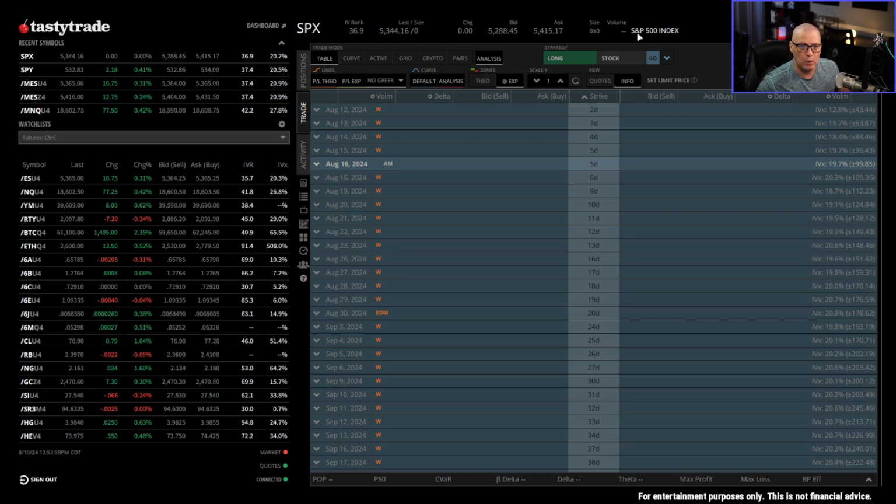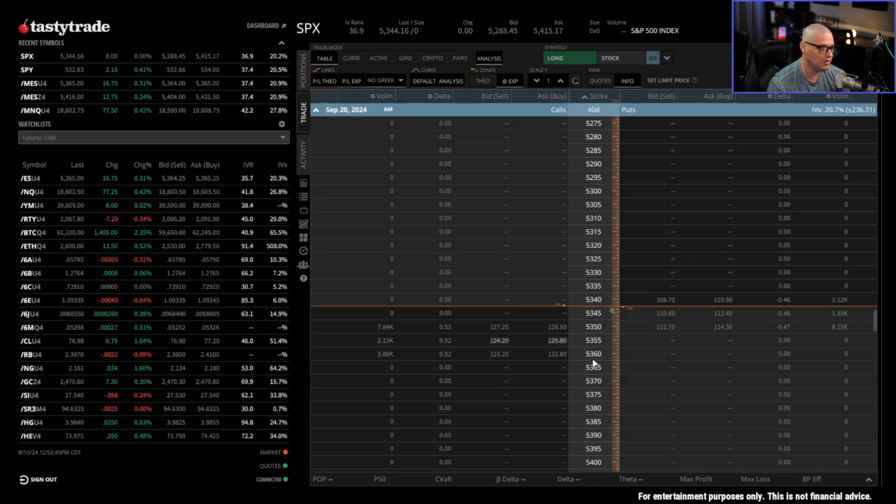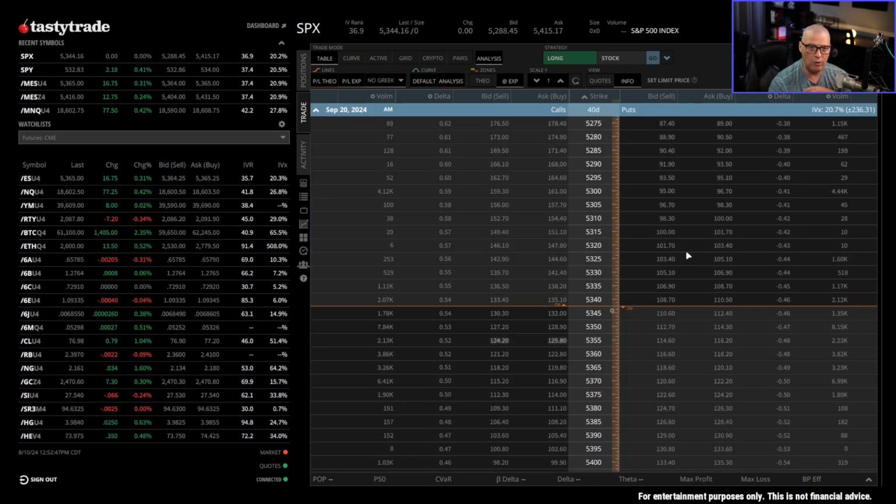So any kind of technical indicators that are based on volume, for example, don't work on an index product like SPX because, again, it doesn't actually trade in shares. The only thing you can trade in SPX is options. So you can go into an options chain and you can trade all the options you want, and they're very liquid options. You can see I've got volume here, thousands of contracts on most of these strikes.